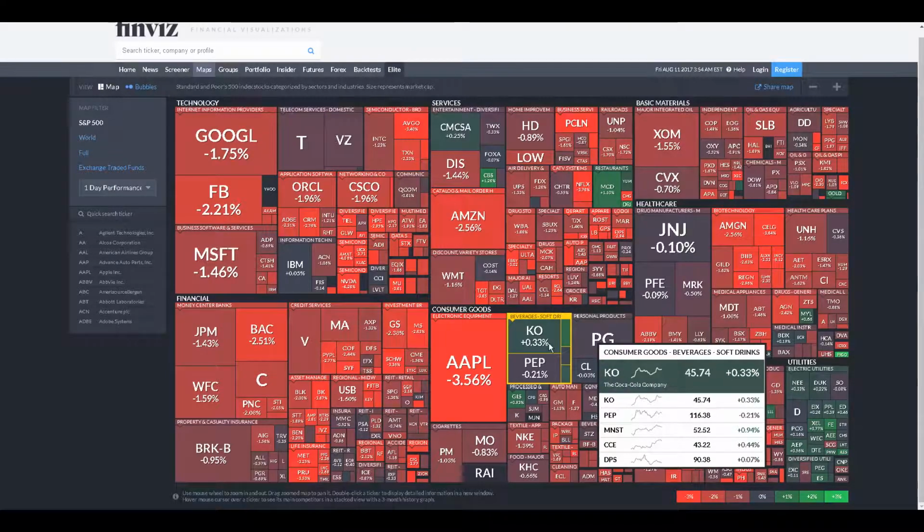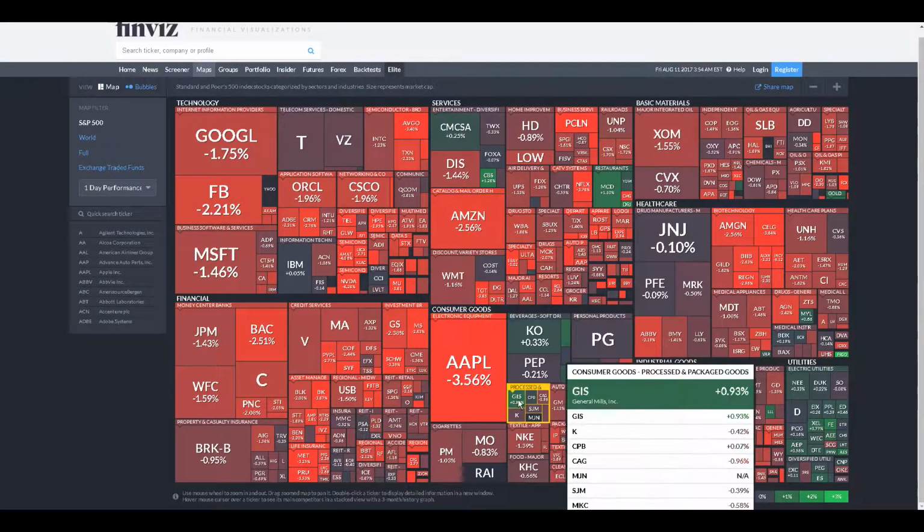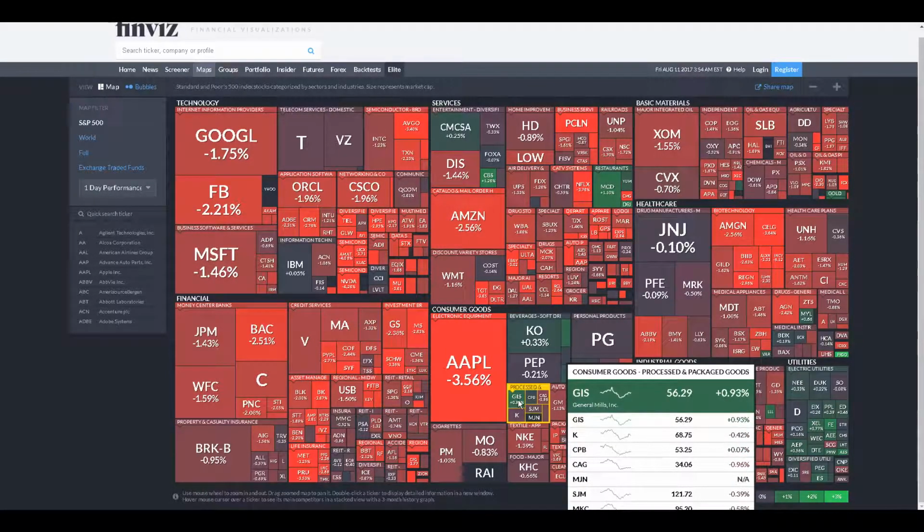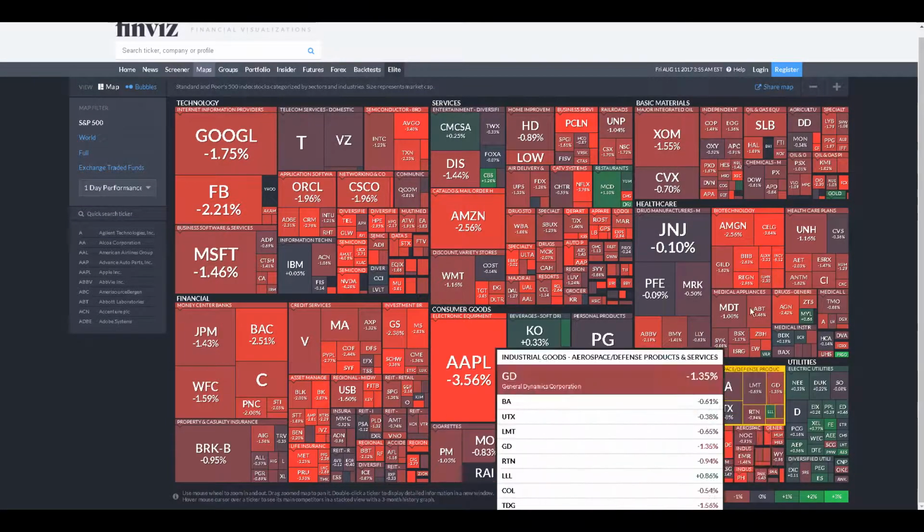You can see that Coca-Cola right off the bat had a positive day today, followed behind by General Mills. General Mills had a huge dip, I think it was last week, and I think it had a huge dividend yield. If you invested in that company, it's been going up since that dip. So that could have been a great time to buy into that stock.